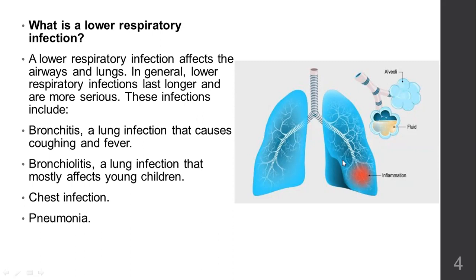The small tiny branches, small networks you see, these are the bronchioles. When these bronchioles undergo inflammation, it is called bronchiolitis. Chest infection in any part of the lungs, lower lobe, upper lobe, anterior, posterior lobe, any part of the lung undergoing infection is called chest infection. You inhale bacteria or virus, and they spread infection.